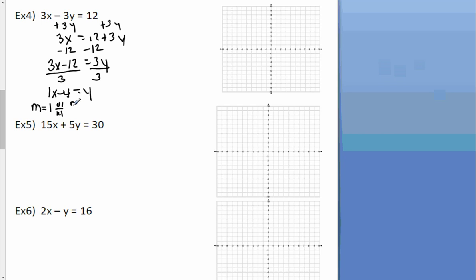Or down 1, left 1. Yeah? And my y-intercept in this case is negative 4, which means 0, negative 4. Okay? So try that yourself. Graph it yourself, see if you were right. You start at negative 4. And like I said, I'm not going to go down 1, right 1, because that's just going to take me forever to graph it.